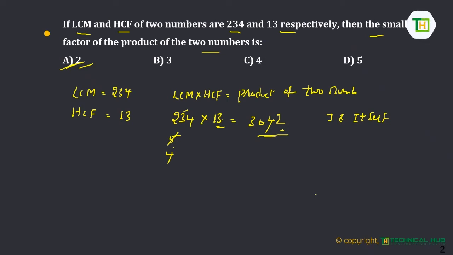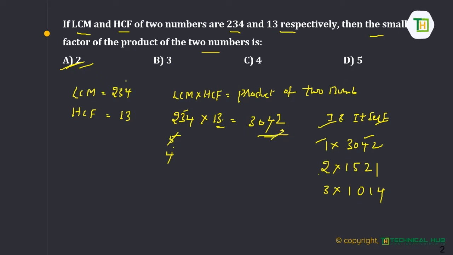Is it clear everyone? The smallest factor of product of two numbers, so 3042. What is the smallest factor here? 2 is the smallest factor. So many factors are there. For example, 1 into 3042, so 1 and 3042 are factors of 3042. I said already, 1 and itself. So next one, 2 into 1521, so 2 and 1521 are also factors of 3042. And next one, 3 into 1014, so 3 and 1014 are also factors of that number.